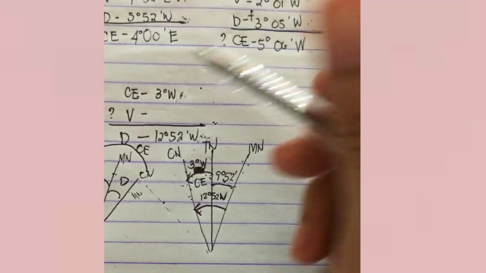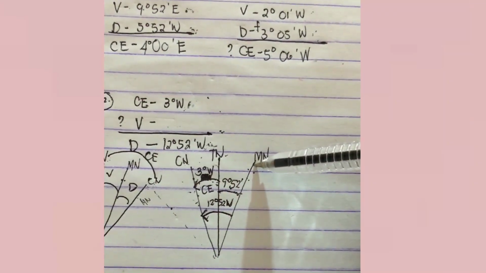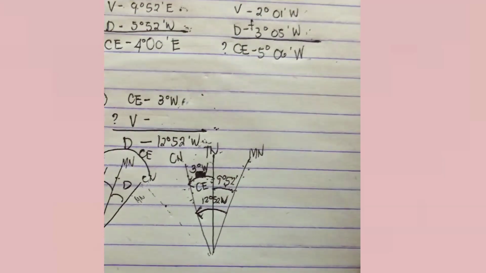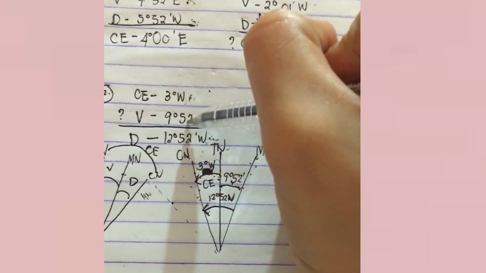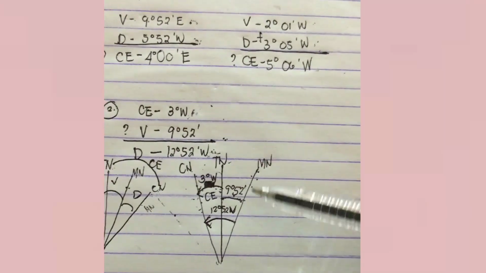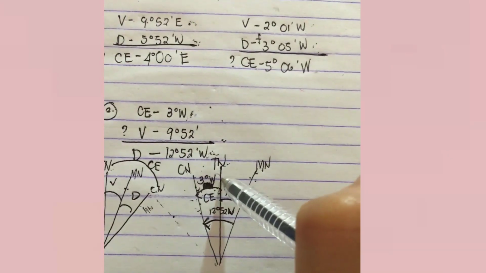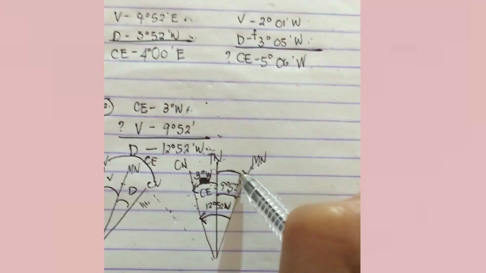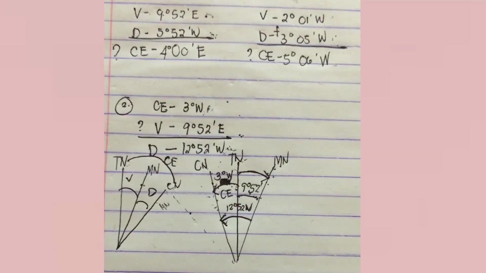So obviously, our variation is the angle from true north to magnetic north, which means 9 degrees and 52 minutes is our variation. Now, what is the direction? In order for us to identify the direction of our variation, true north to magnetic north is the angle of our variation. As you can see, the arrow is going to the right, which means our direction will be east. So very easy.